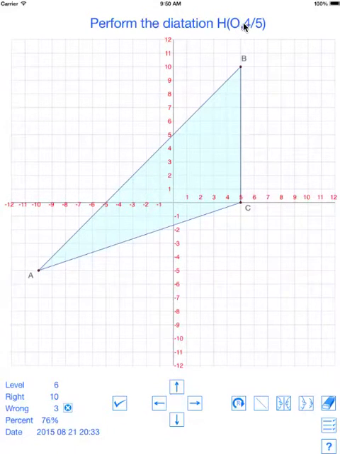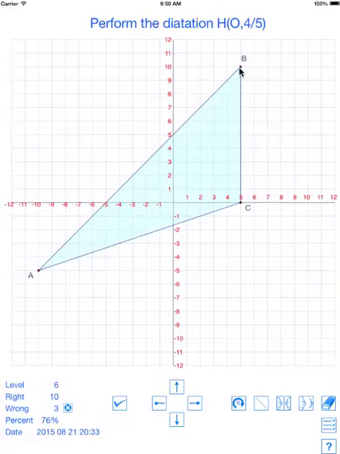And this is our K factor. The K factor is what you're multiplying all the coordinates by. It's the ratio of the new shape to the old shape. You can think of it that way as well. So what we're going to do, very simply, is multiply all the coordinates by 4/5. The easiest way of doing that is dividing by the denominator first and then multiplying by the numerator.